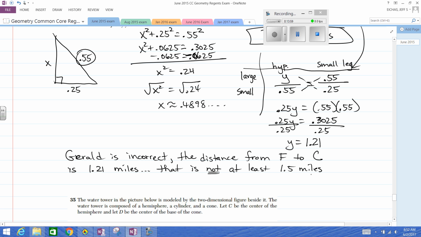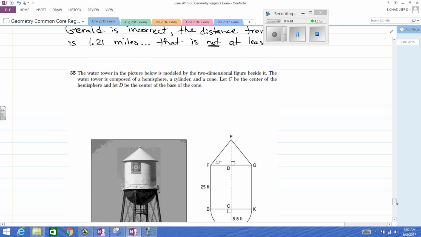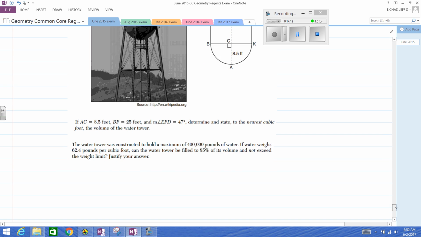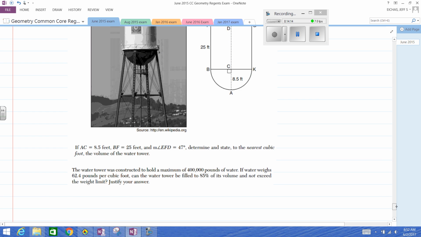At least means it's going to be that or more. Well, it's less, so it didn't work. Okay, so now we're on to a volume question. This portion of it says volume of the water tower.